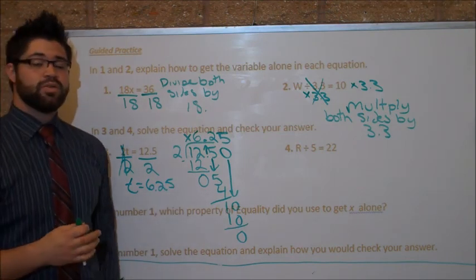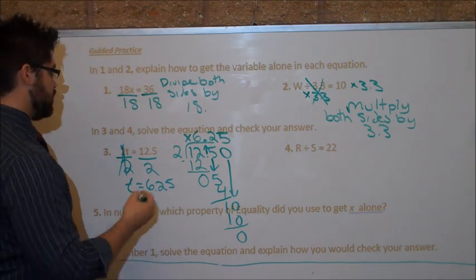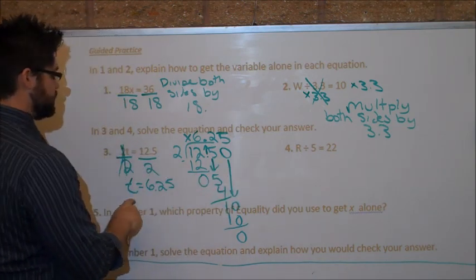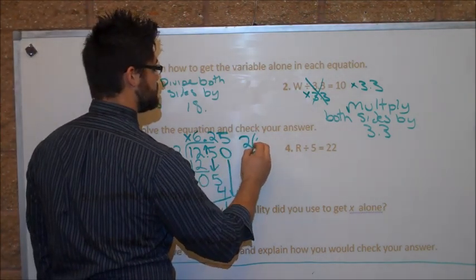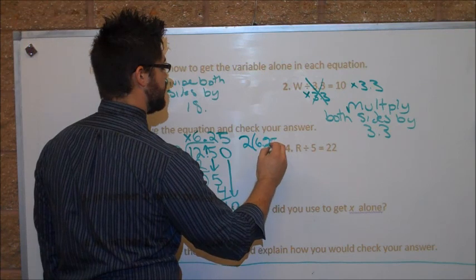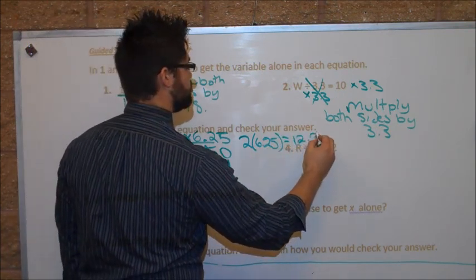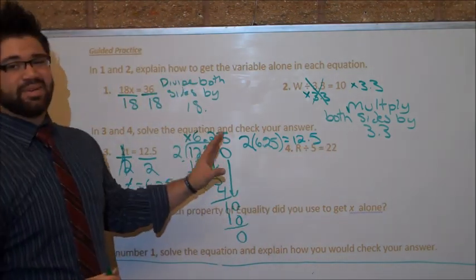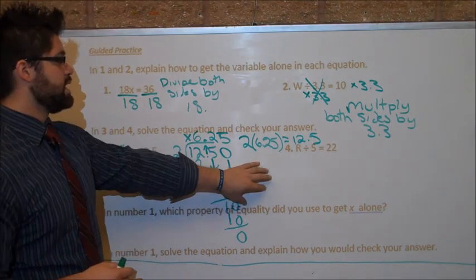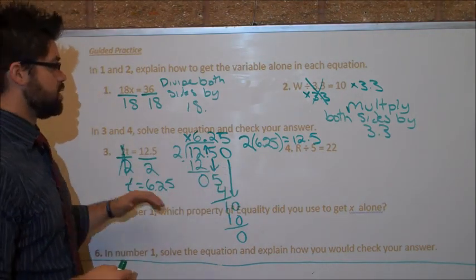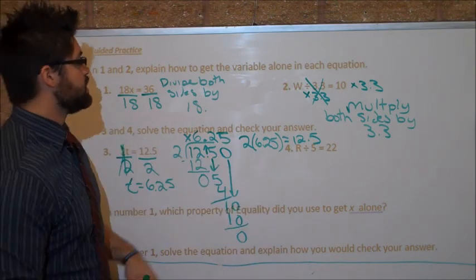But remember, the question asks us to also check our answer. So to check our answer, all we need to do is plug in 6.25 for t. So it's 2 times 6.25, and that should equal 12.5. And again, I realize I'm getting into the space over here, but I'm trying to write a little bit bigger for you. So if you can't contain it or keep it in the same spot, just write it out to the margin, but make sure you're showing all of your work. Okay? So go ahead. 2 times 6.25.